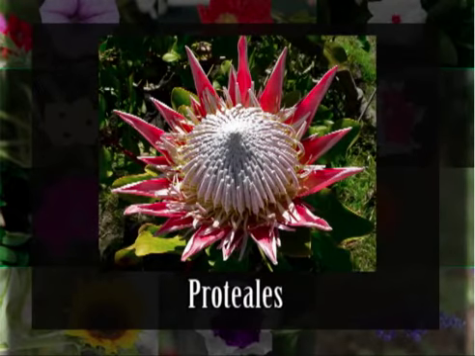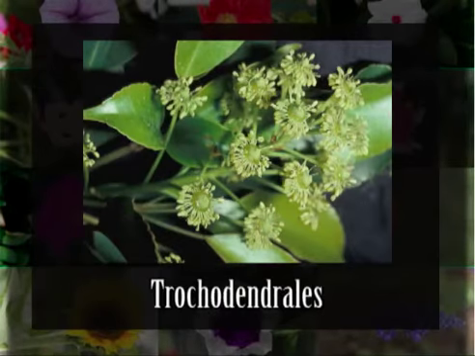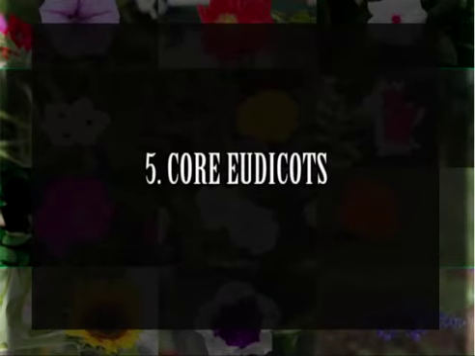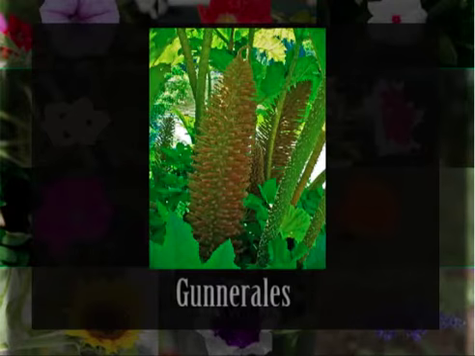This Ranunculales order is followed by one order by the name of Proteales. This Proteales order is mainly restricted to South Africa. This Proteales is followed by one more order by the name of Trochodendrales, followed by one more order by the name of Buxales. We know about the common Buxus, which is used in our gardens as a hedge plant. This Eudicots is followed by one more informal clade by the name of core Eudicots. Within this core Eudicots, we have a single order by the name of Gunnerales.